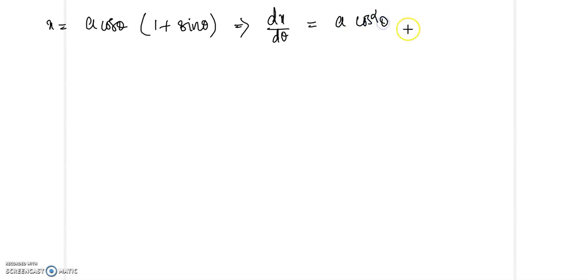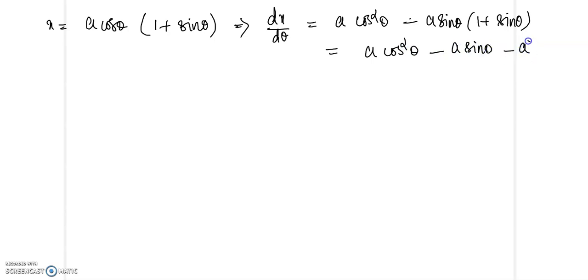So we have x equal to a cos theta into 1 plus sin theta. So therefore dx by d theta is equal to, so we will get a cos square theta minus a sin theta into 1 plus sin theta. So that will be a cos square theta minus a sin theta minus a sin square theta.